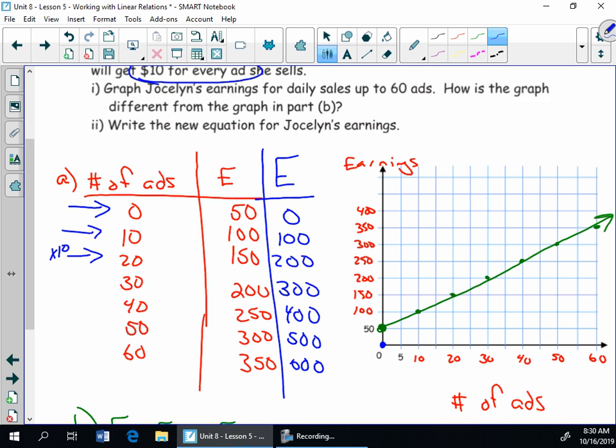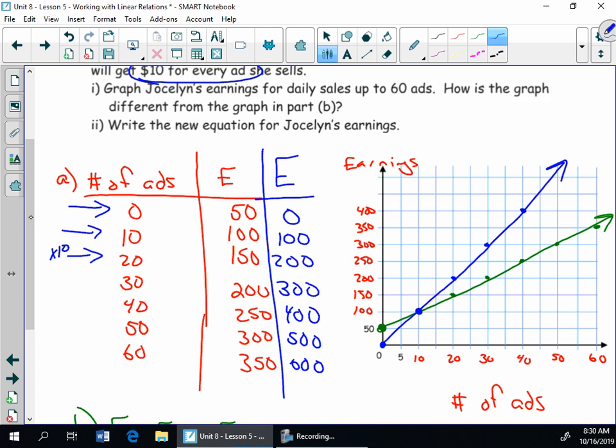0, 0. No money for no ads. But she sells 10, she gets 100 bucks. 20, 200. 30, 300. 40, 400, and so on. Okay, if we draw that line, looks like that. Okay, we graph the sales. Yep. How is the graph different from the graph in part B?